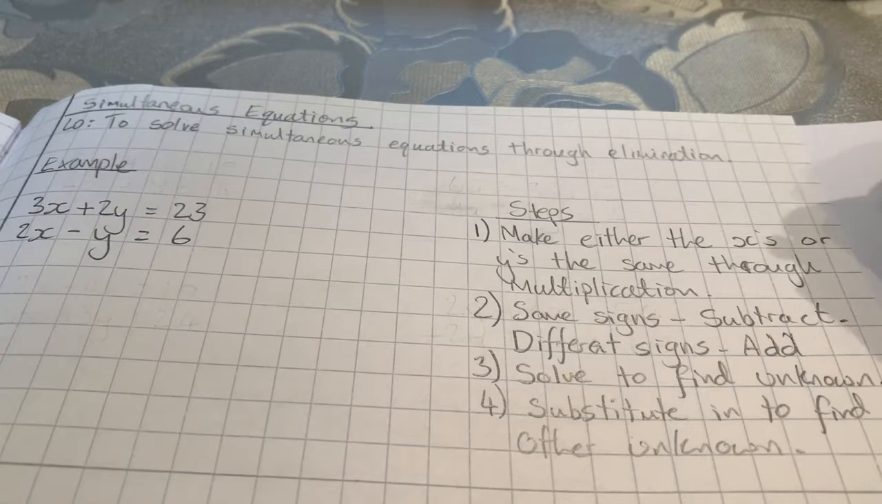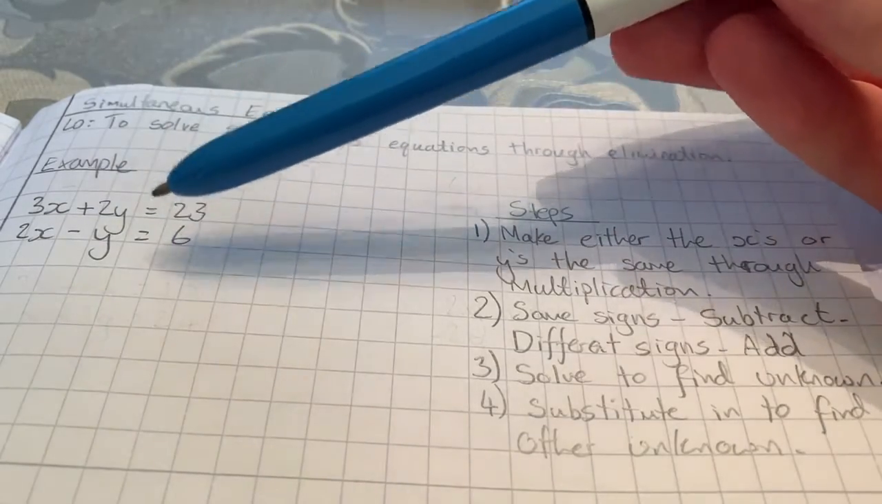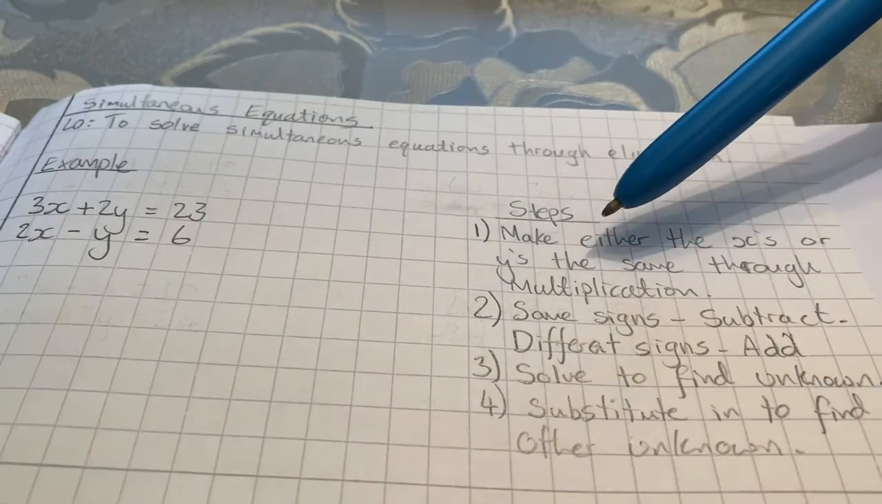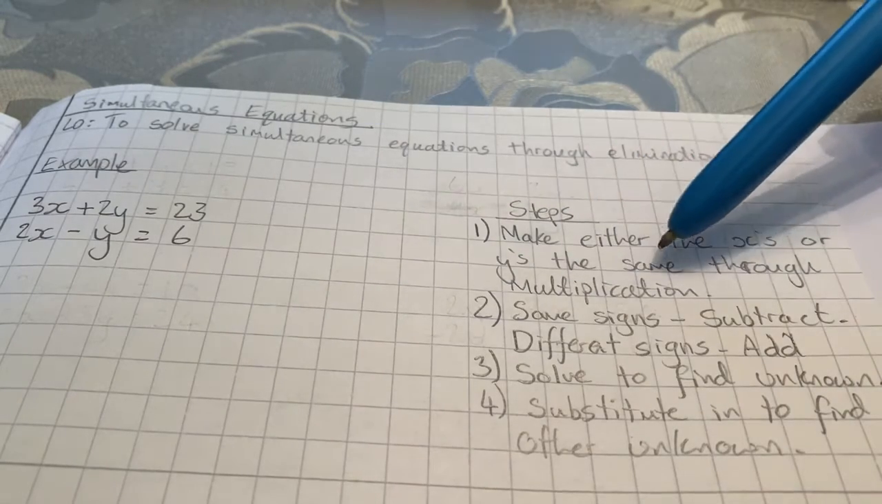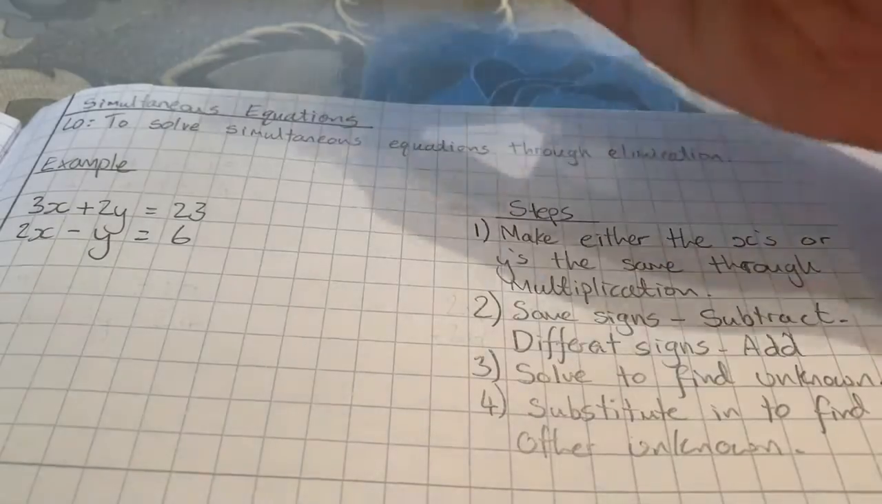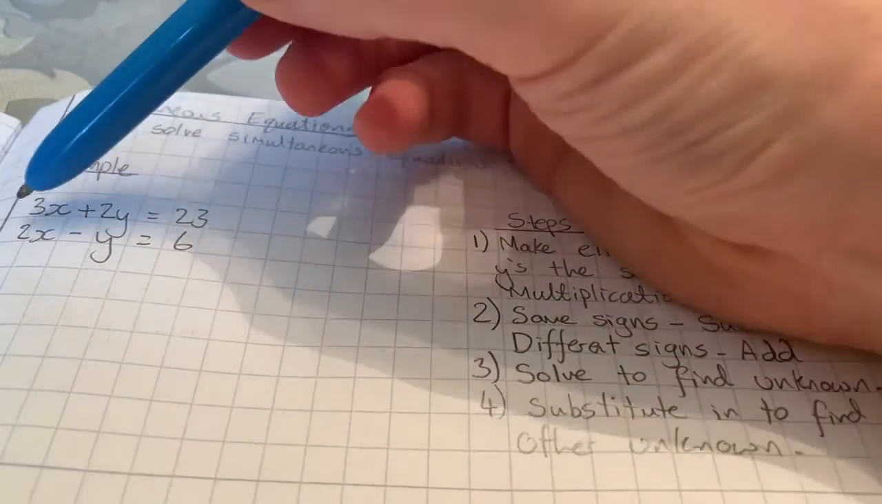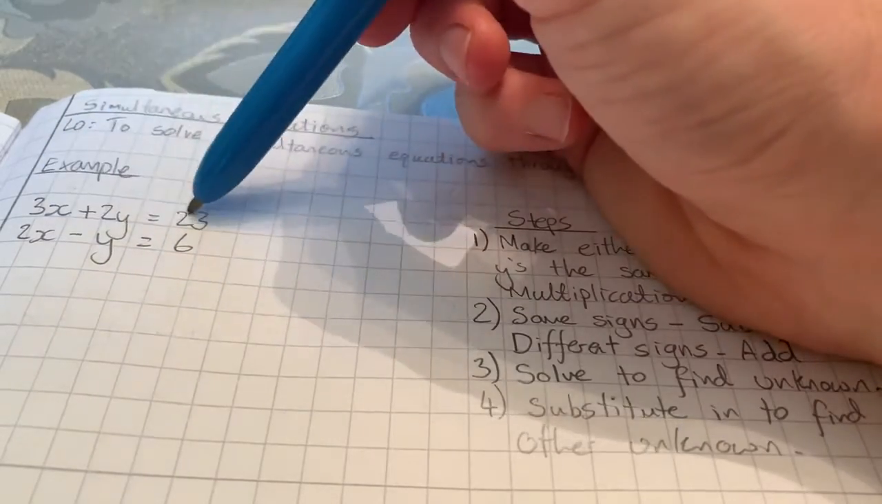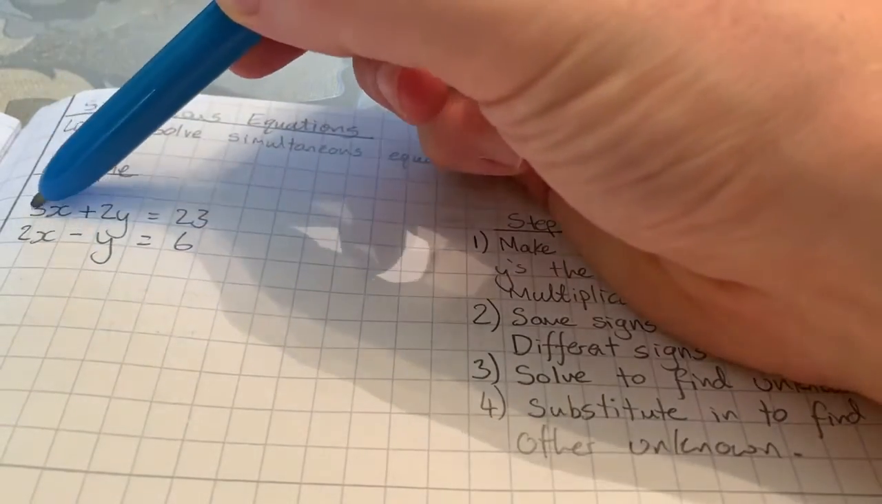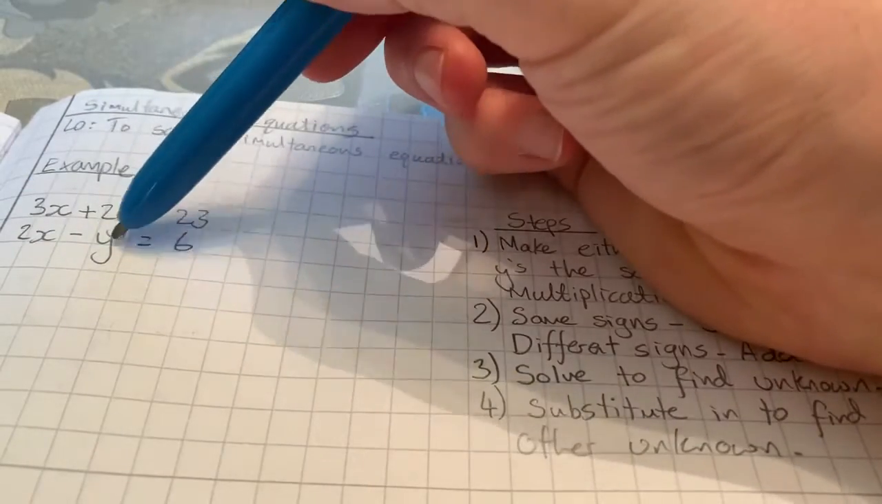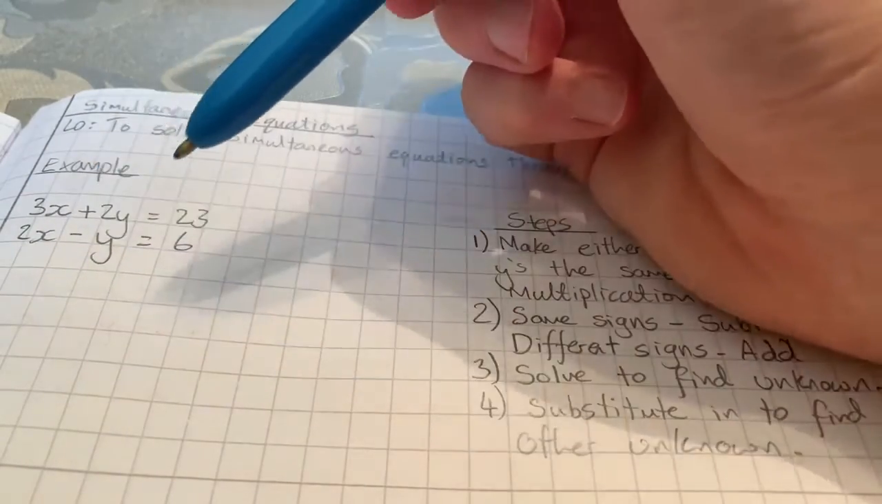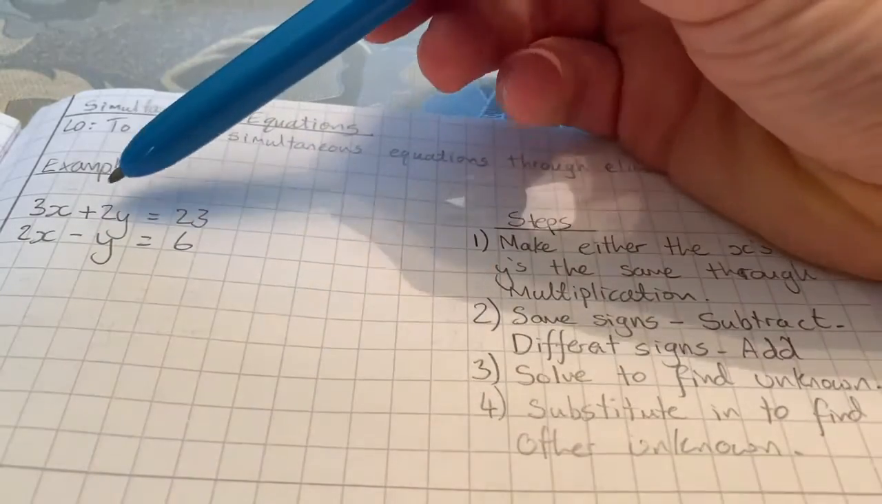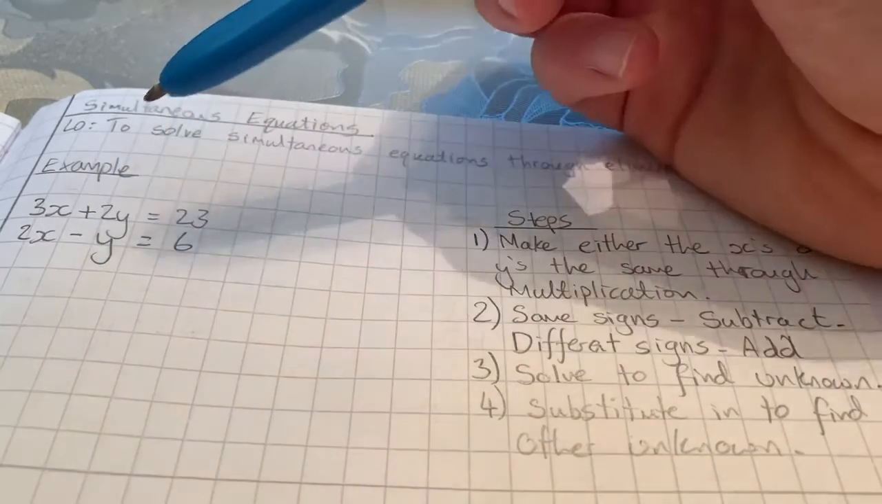So with this one here, I've got 3x add 2y is 23. And underneath I've got 2x minus y is 6. So to start solving this, you want to make either the x's or the y's the same through multiplication. So this is algebra manipulation. So you can make the whole equation change by multiplying everything by the same value. And you're doing that to make either the x's or the y's the same. It doesn't matter about the sign at the front, it's just the number here. So that's technically 1y at the moment.